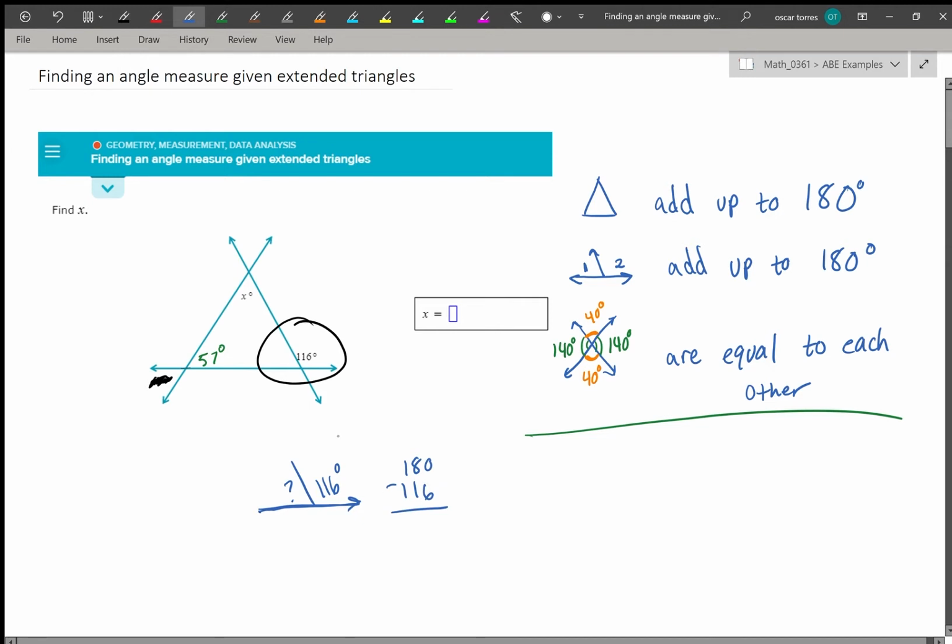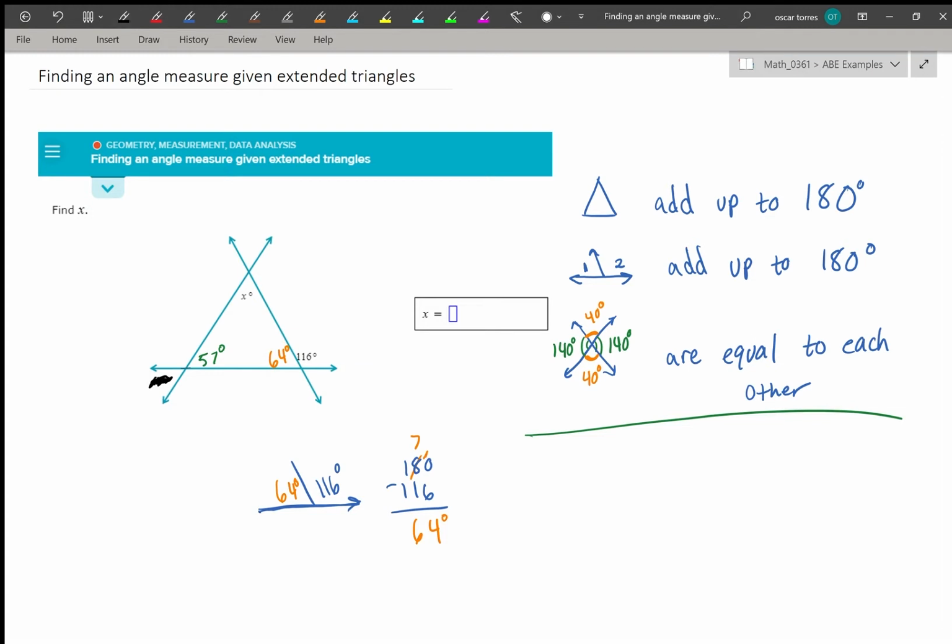Whatever this gives me will be the angle that's missing. So if I go ahead and do the subtraction, we do 0 minus 6, which we can't do, so we change the 8 to a 7 and turn that 0 into a 10. So 10 minus 6 becomes a 4, 7 minus 1 becomes a 6, 1 minus 1 gives us a 0. So we're left with an angle of 64 degrees. So this angle inside the triangle is actually 64 degrees.